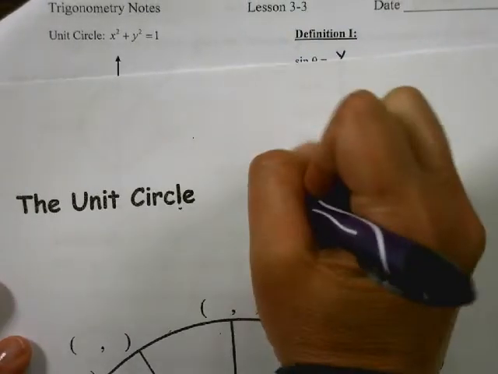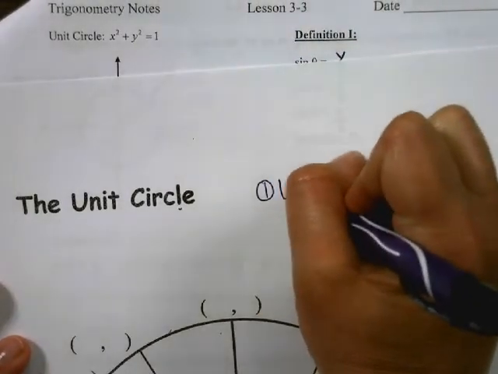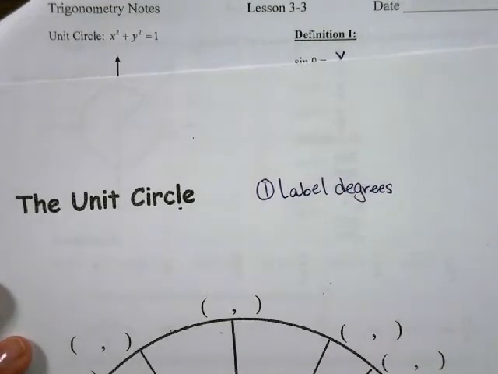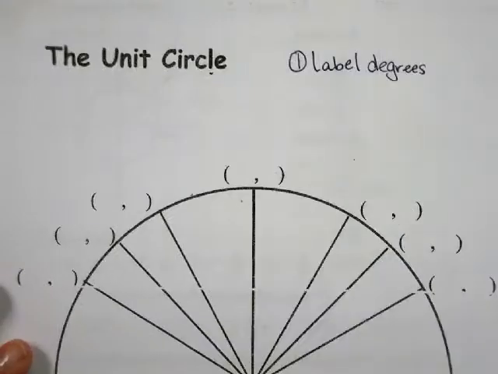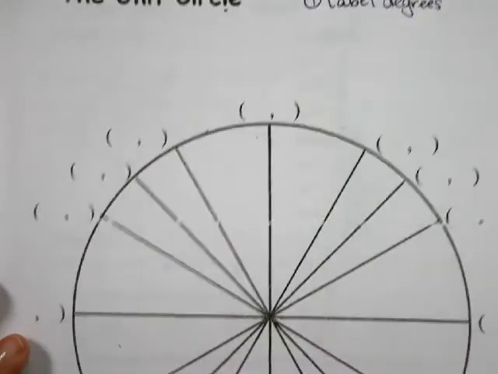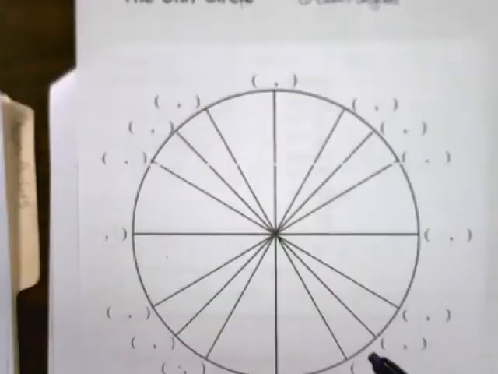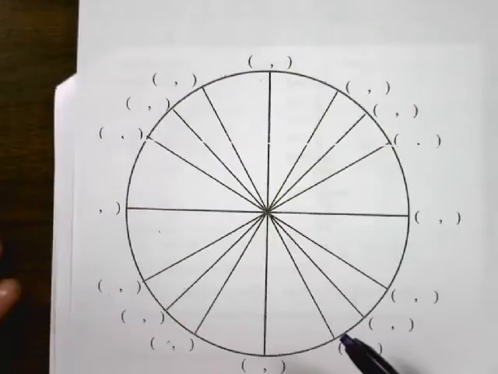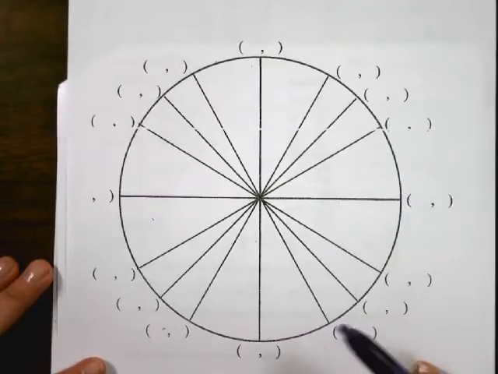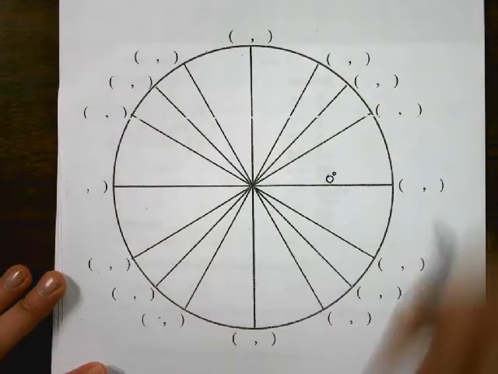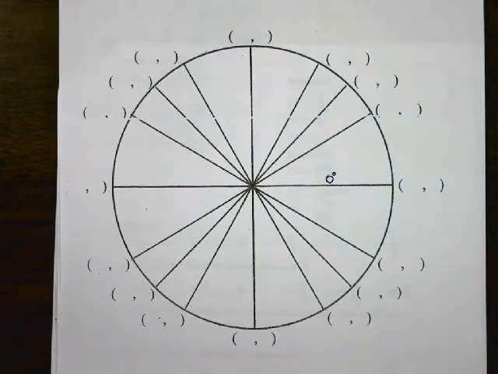Alright, so let's start with the easy things. First of all, we're going to label our degrees. I need to zoom out a little. Okay, so here we go. Label the degrees. Let's start at 0. The first thing we're going to do is we're going to count by 30. Okay? The whole way around the circle.